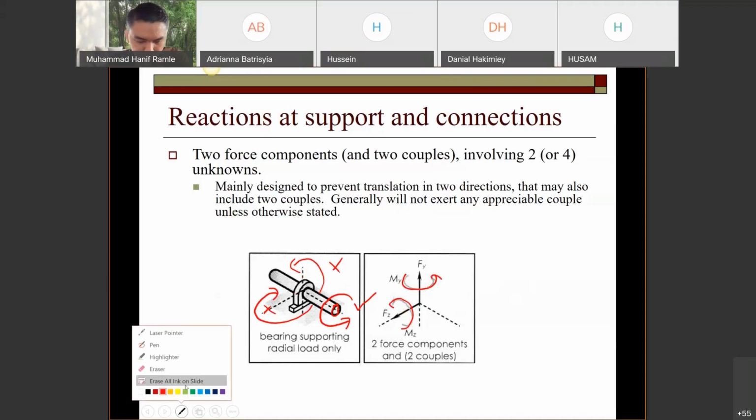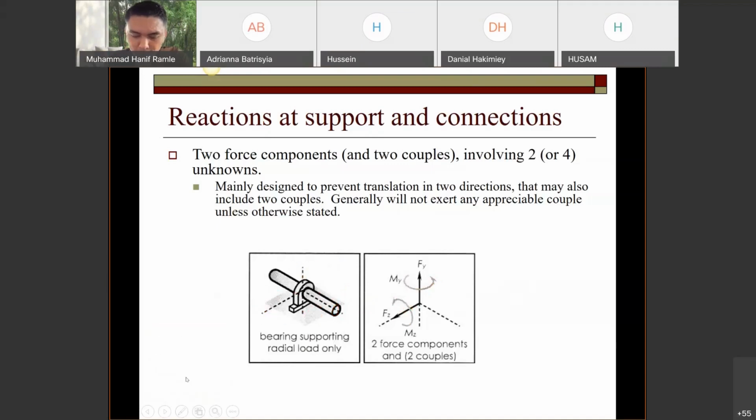Let me erase this one. For the directions x, y, and z, this cylinder can move this way. But this cylinder cannot go this way, and cannot go up and down. So that's why Fy, Fz is there.